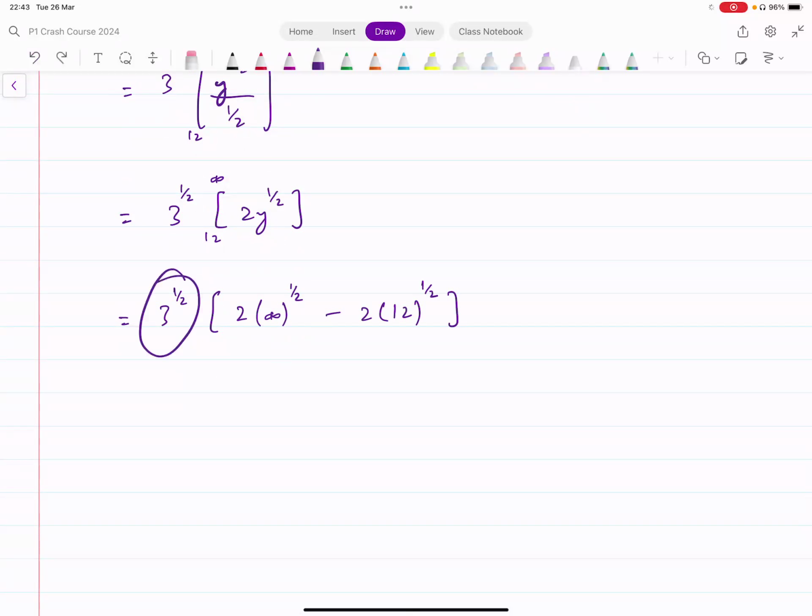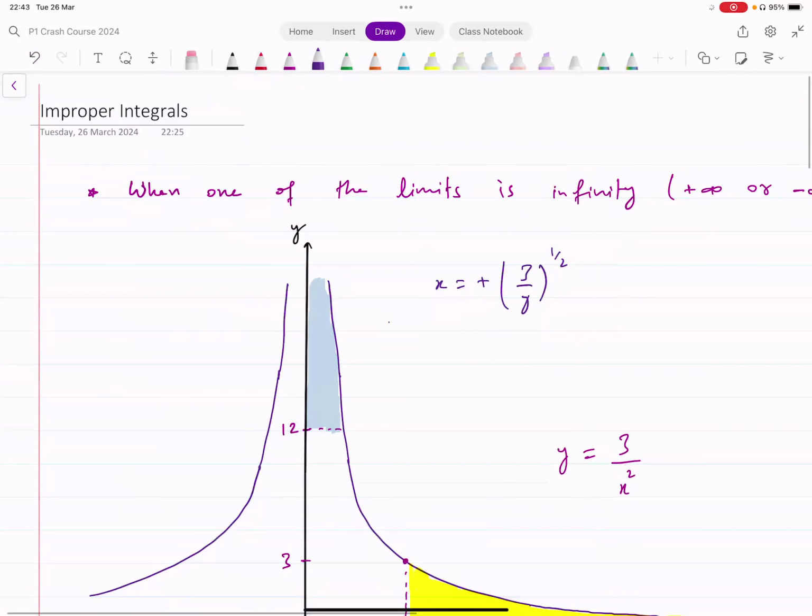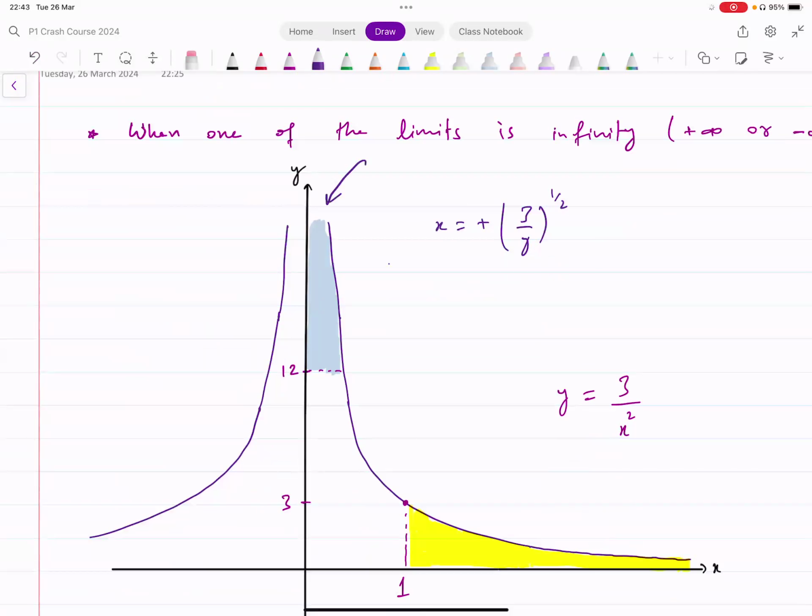Now, 3 raised to power 1 over 2 is a positive number. The problem is we have 2 times infinity raised to power 1 over 2. Now, infinity is an extremely large number. Even if you take square root of infinity, that is still infinity, right? So basically, this area that we have, this goes to infinity. This area is infinite. So this area does not have a finite value.